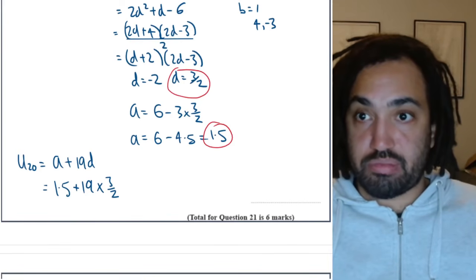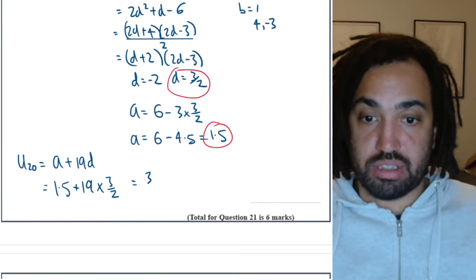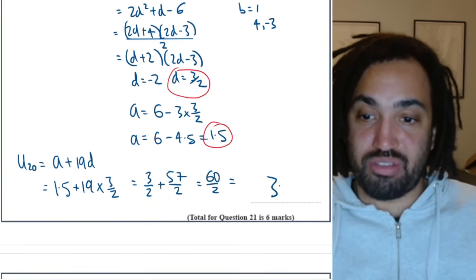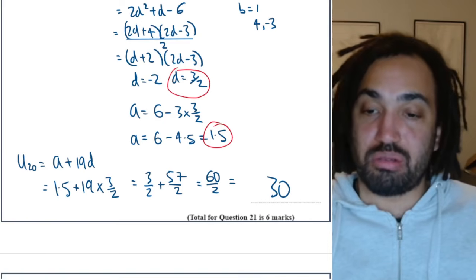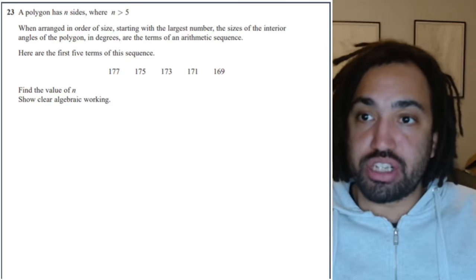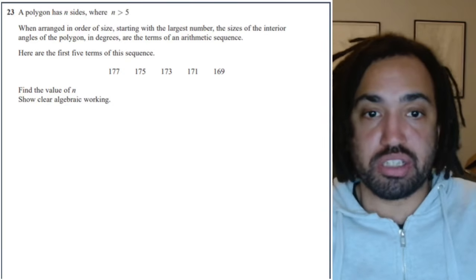This is going to give us 3 over 2 plus 57 over 2, which is going to give me 60 over 2, which is going to give me 30. Whoop-de-doo. Wow, what a question. Okay, the finisher. What a tricky question this one is.